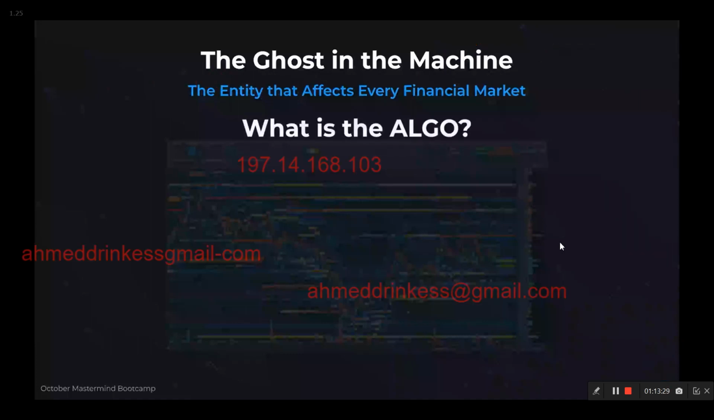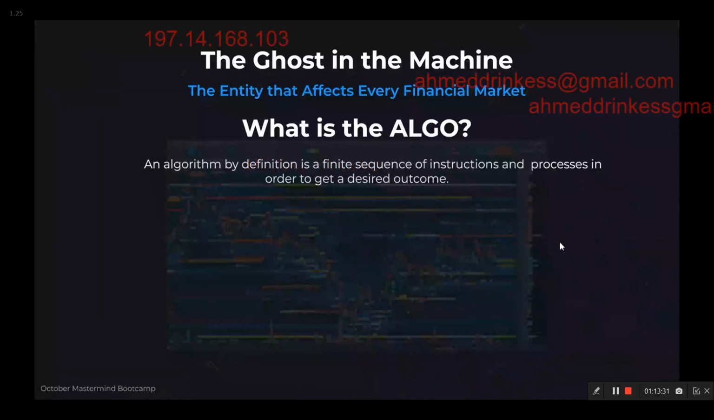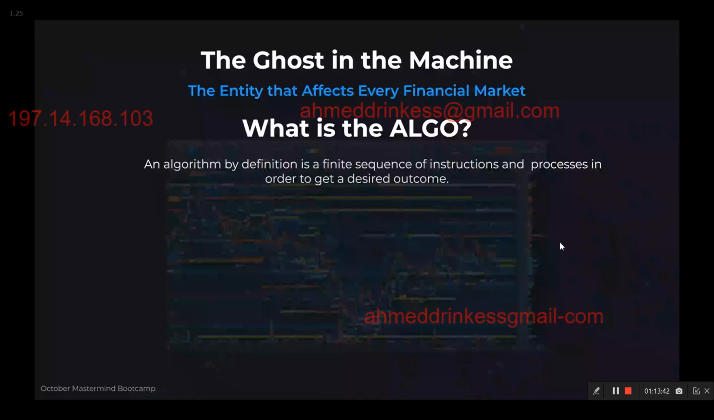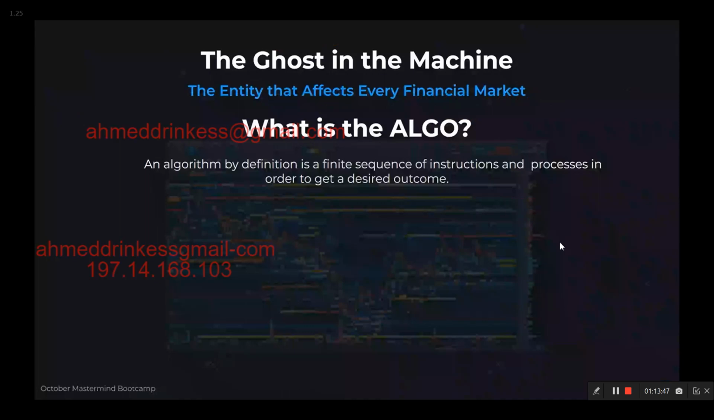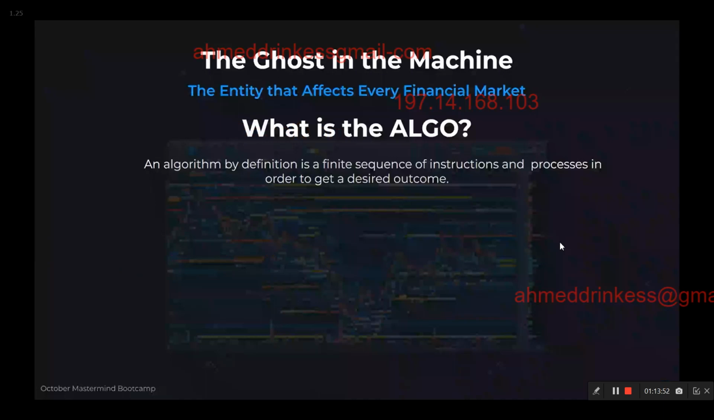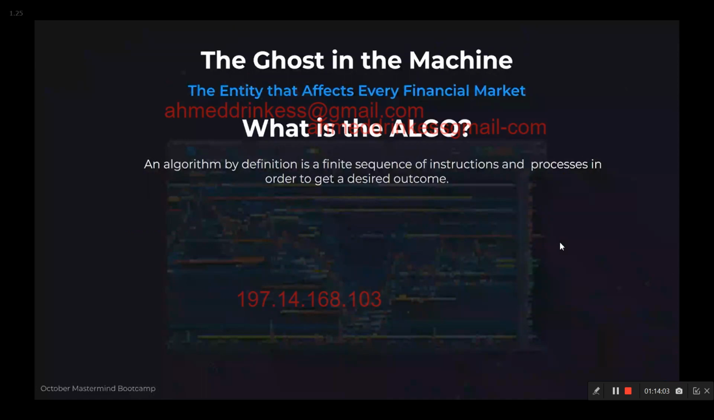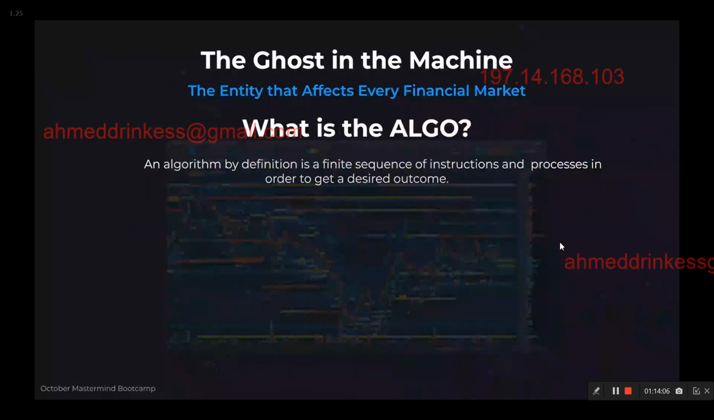So what is the algo? Well, before we understand what the algo is, we need to understand what an algorithm is. By definition, it is a finite sequence of instructions and processes in order to get a desired outcome. Those who are in computer science or anything IT related understand that algorithms are everywhere. You can make an algorithm for anything that exists. For me, years ago, in the first 2 years of my trading journey, all I would be putting together are EAs that would trade based off a sequential series of inputs that would always dictate a specified output that would correlate to the algorithm that was trying to be made. So that's just a basic definition of an algorithm.